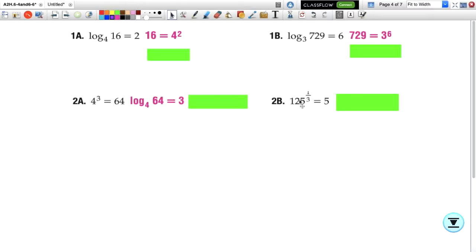So then here we're going to have log base 125 of 5 equals 1/3. Okay, the only way you get better at those is by doing them and doing them and doing them.